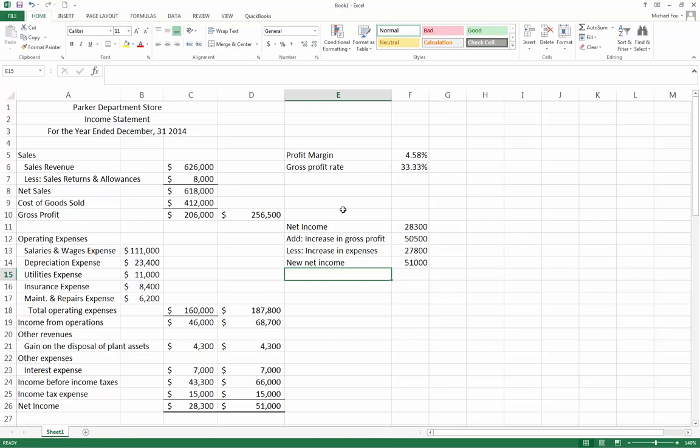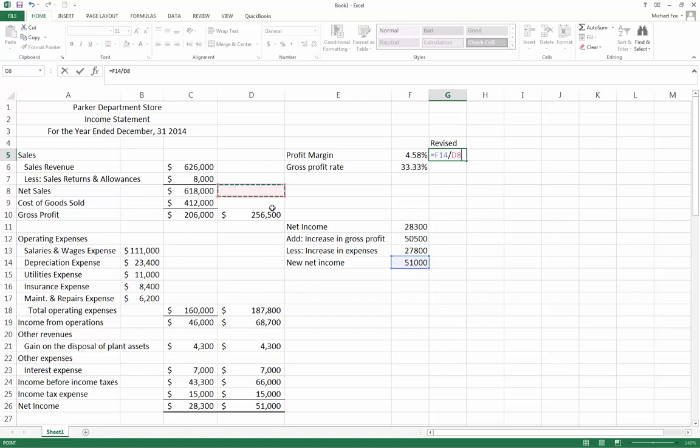Then the other thing it tells us to do is recalculate the profit margin and gross profit rate. So we'll do that. We'll call this column the revised column as well. Our profit margin would equal our net income, which was 51,000, divided by our net sales. Our net sales aren't given to us, so we have to figure that out.